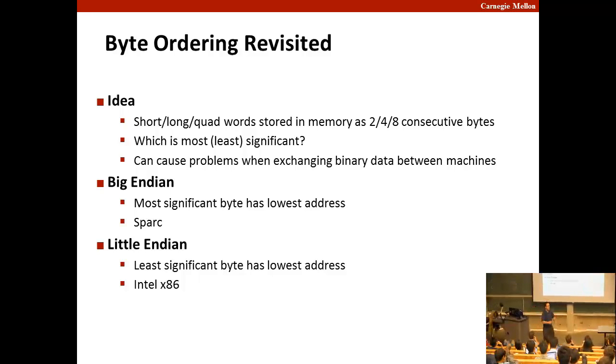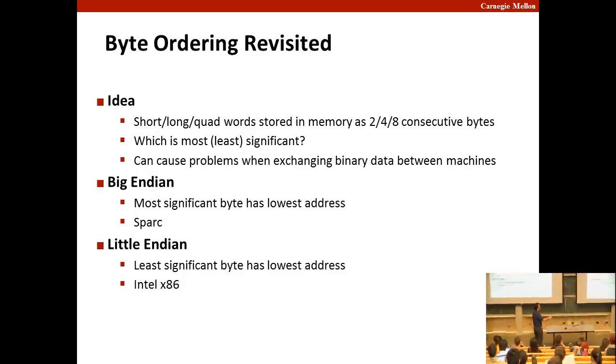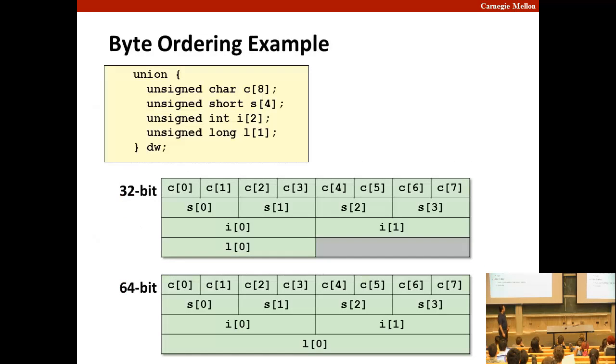And so when it comes to representing multi-byte types, there are two conventions. Big endian, which has the most significant byte at the lowest address, therefore the biggest byte at the biggest address. Or little endian, which has the least significant byte at the lowest address. Okay?